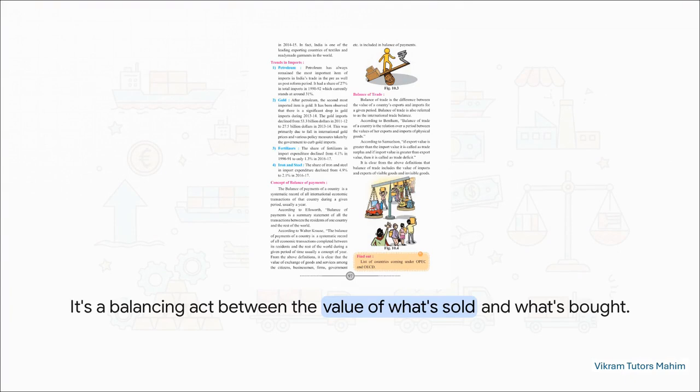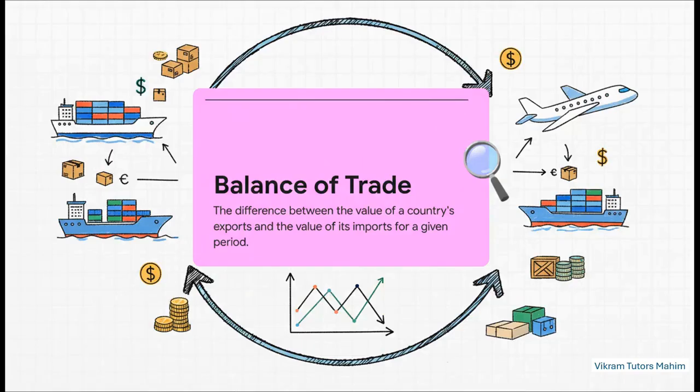Economists are always weighing the total value of everything a country sells to the world against the total value of everything it buys. And this whole concept is called the balance of trade. So the official definition is just the difference between the dollar value of exports and imports over a set amount of time. It's one of the most important checkups for an economy's health on the world stage.